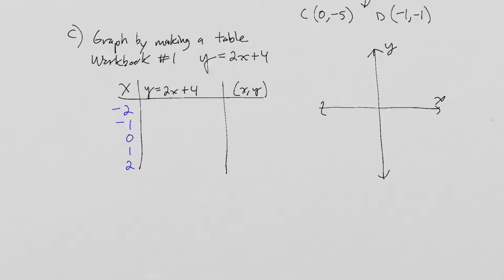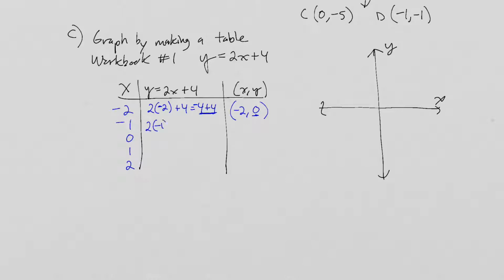So 2 times negative 2 plus 4, that's going to equal negative 4 plus 4, which is 0. So that means we have negative 2 and 0 for y. Okay, this is 0. So I'm going to put that right here.